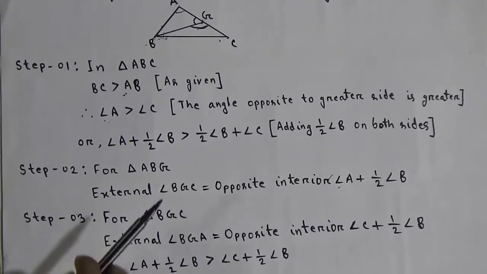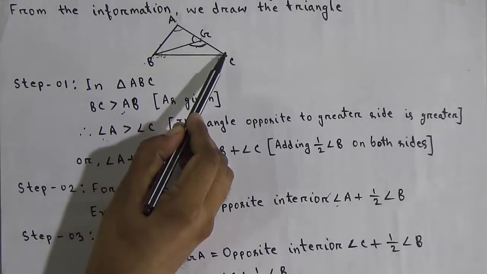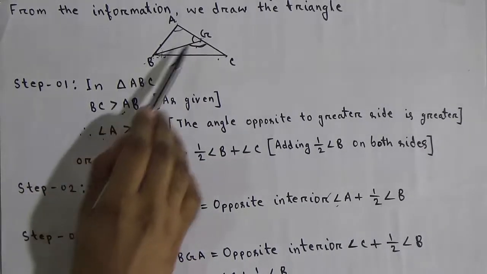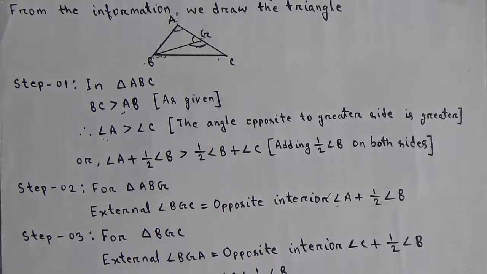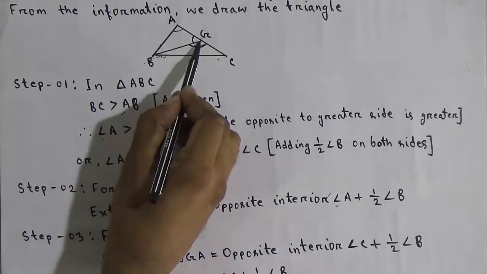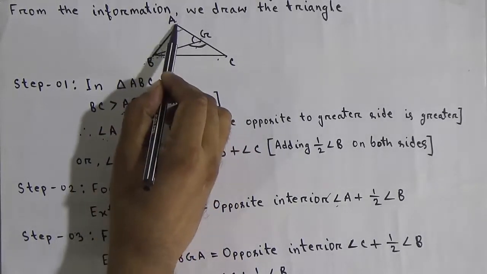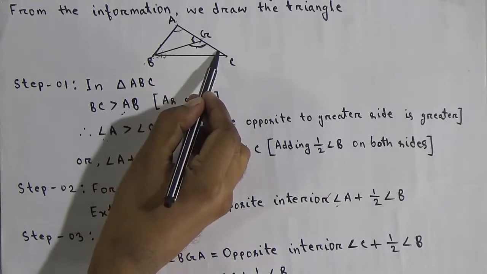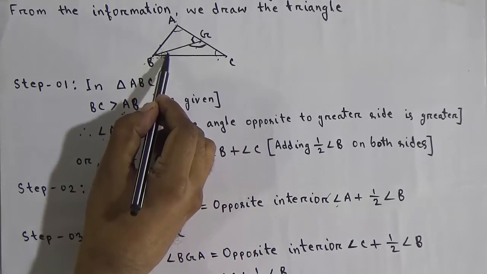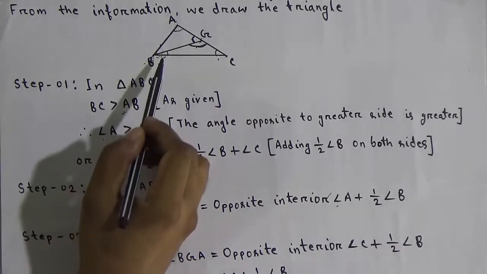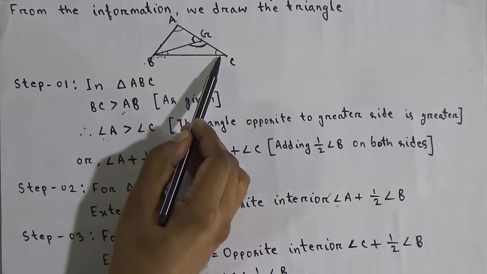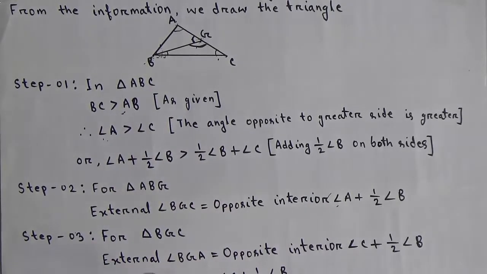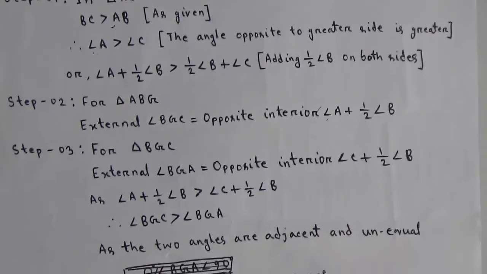Step 3, for triangle BGC, sorry, for BGC triangle, here BZA. If we consider triangle BGC, then angle BZA will be its exterior angle. And this exterior angle equal to angle C plus half of angle B. So we can write angle BZA equal to angle C plus half of B. External angle BZA equal to opposite interior angle C plus half of B.